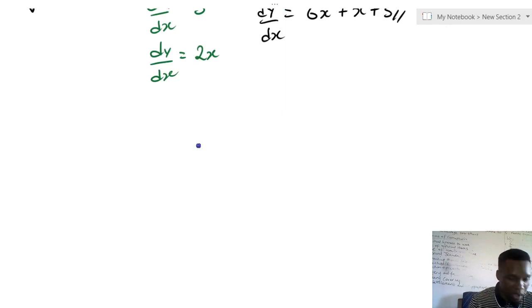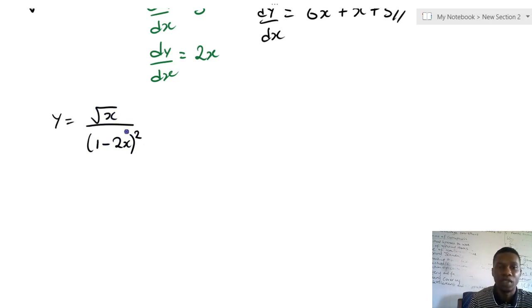What if we're given our y to be equal to the root of x over (1 minus 2x) raised to the power of 2? How do we solve this? Again, we bring out the values of our u. U will be equal to our root x. Our v will be equal to (1 minus 2x) raised to the power of 2.